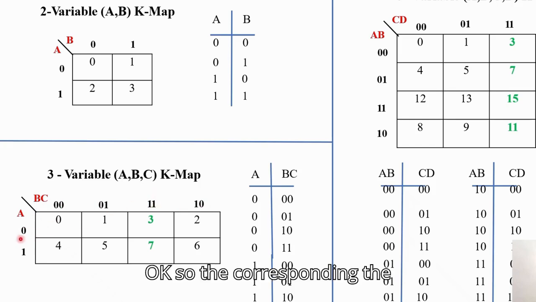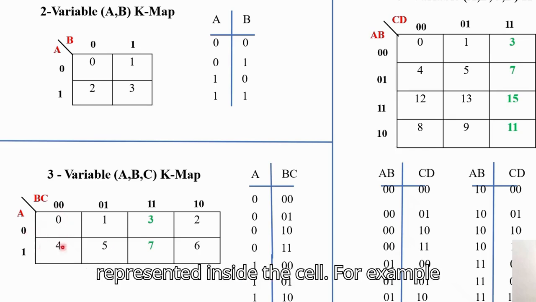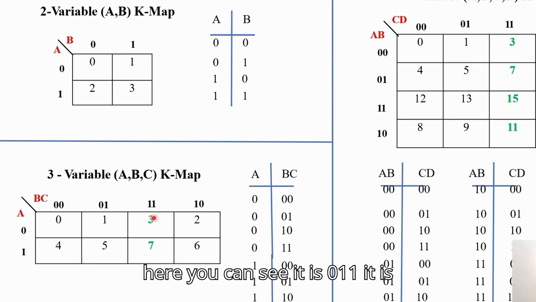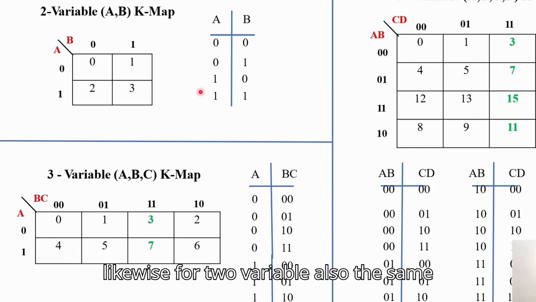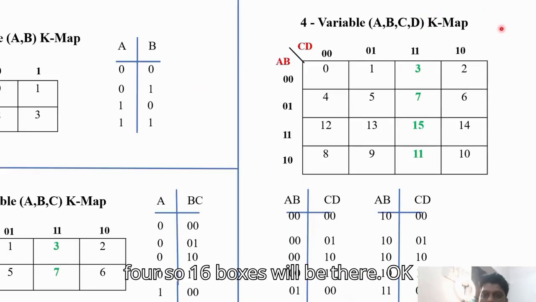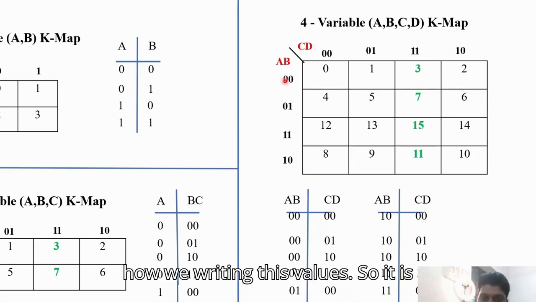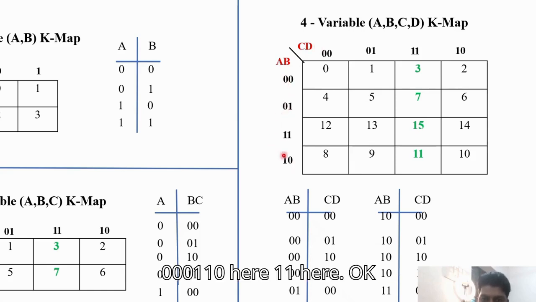The corresponding decimal representation is presented inside the cell. For example, here 011 is 3 and 010 is 2. Likewise, the same procedure is followed for 2 variables. When it comes to 4 variables, A, B, C, D, it is 2 to the power of 4, so 16 boxes will be there. Here it is AB, here it is CD. How do we write these values? It is 00, 01, 11, 10 here, and likewise for CD: 00, 01, 11, 10.